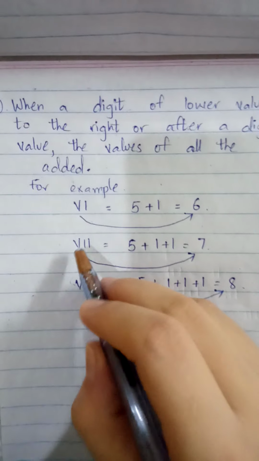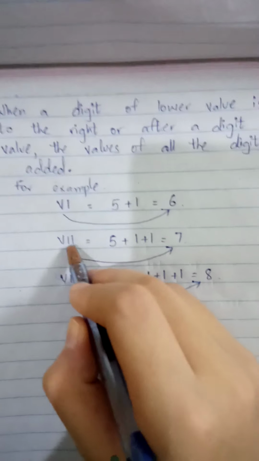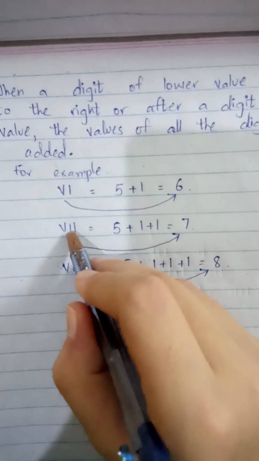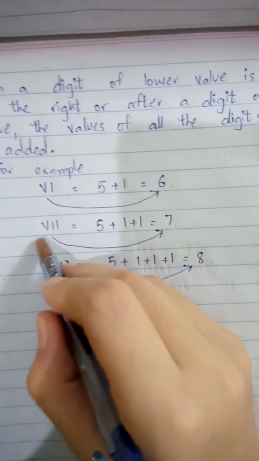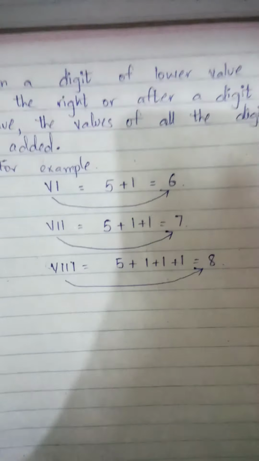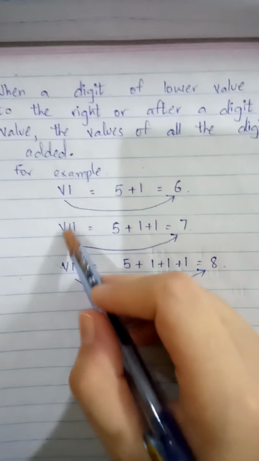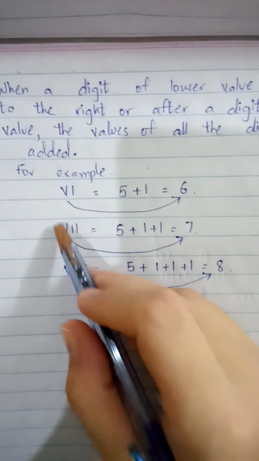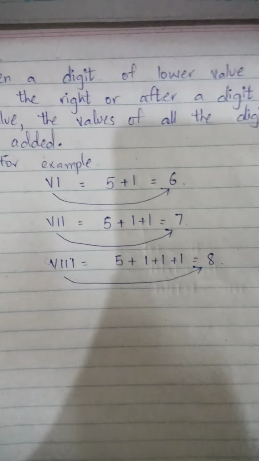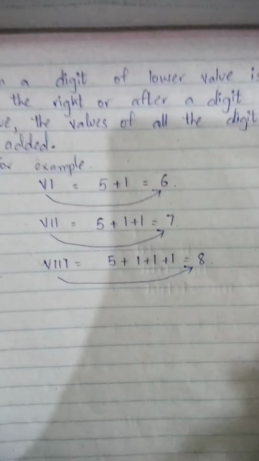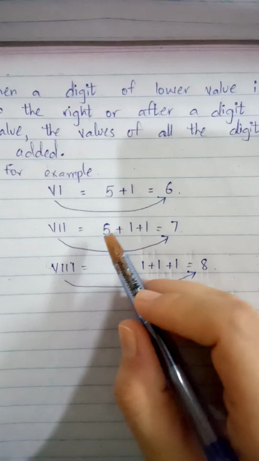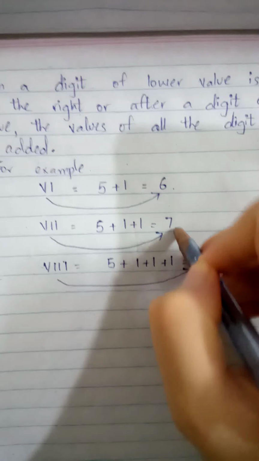Similarly, look at the next example. This is VII. I know that the value of V is equal to 5 and the value of I is equal to 1. So I know that the value of V is greater as compared to I, and obviously I can see that since this I is written after V and this I has a smaller value as compared to V, I will add all of these digits together. So I will add 5 plus 1 plus 1, it makes 7.